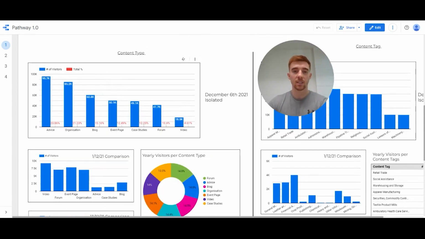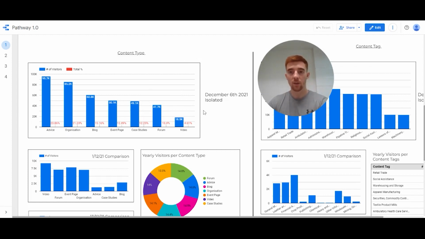But we've isolated December the 6th here, and we can see that it's about 23% and 21% of the content viewed on that site from the number of visitors was advice and organisation. It's pretty consistent across the board for the rest of them, but they're all quite high.